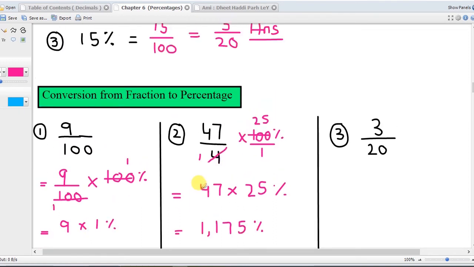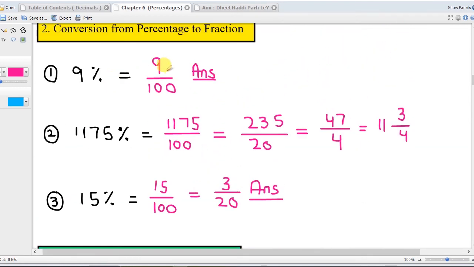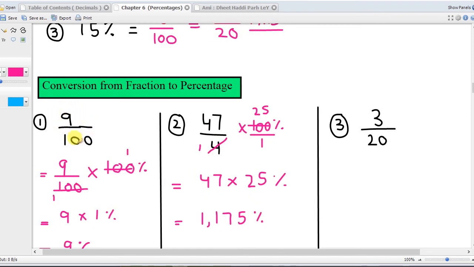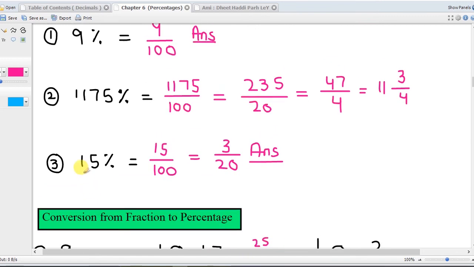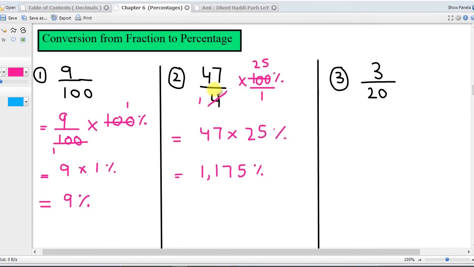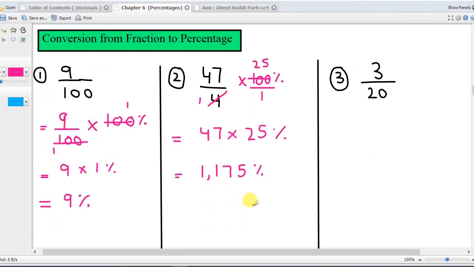1175 percent, right? See, in the first question, 9%, when we convert it into a fraction, we are getting 9 over 100. And when we started our question from 9 over 100, we are getting 9%. Similarly, in the second question, we started from the percentage. When we convert it into a fraction, we are getting 47 over 4. And in this case, we started our question from 47 over 4 and we reached a percentage value of 1175, and now see it is again 1175, right? So it means we are doing the questions very well.